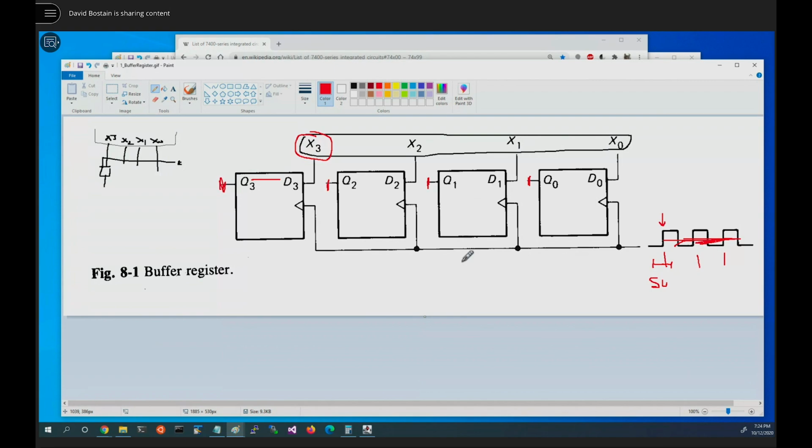So a buffer register is a good thing to know. It's kind of a basic digital component. It just doesn't happen to be combinational. It happens to be in the sequential logic world.